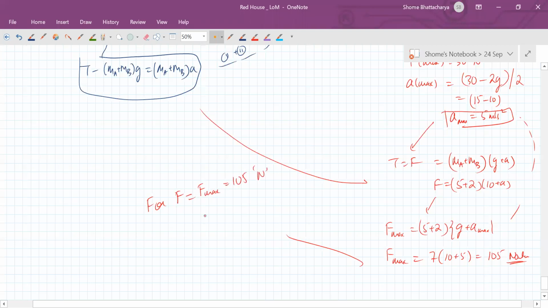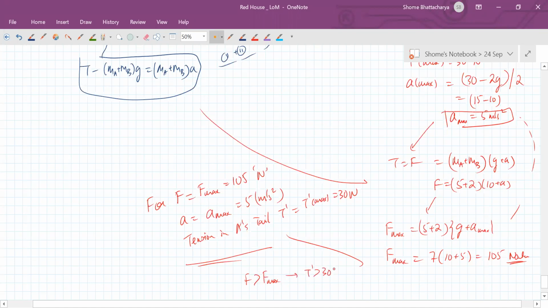105 newtons, okay, the acceleration will be that maximum acceleration of 5 meters per second square, and the tension in his tail T prime will become its maximum value, which is 30 newtons. Okay, so in case F is greater than this F max, T prime will tend to be greater than 30 newtons, but that's not possible, so the tail will break. Whereas if F is less than F max, it's okay, the acceleration will be less than 5, but T prime will also be less than 30, so there's no problem with it.